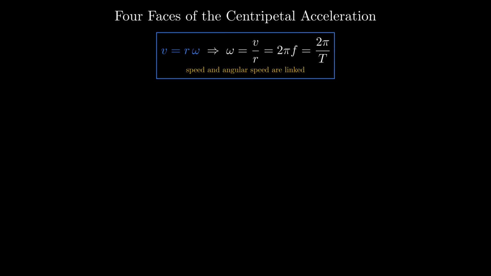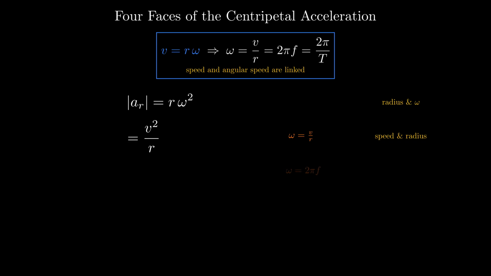Start from the form we already found. The magnitude of a_r equals r times ω². That is form 2 in terms of radius and angular speed. For form 3, use v equals rω the other way. ω equals v over r, so r times ω² becomes v² over r. That is the centripetal acceleration in terms of speed and the radius.